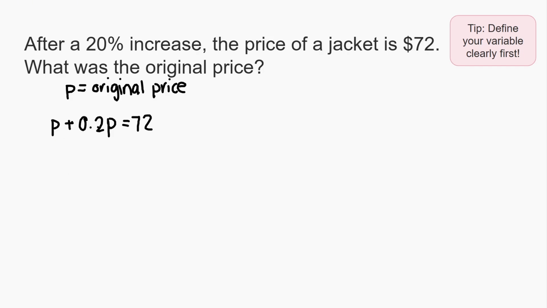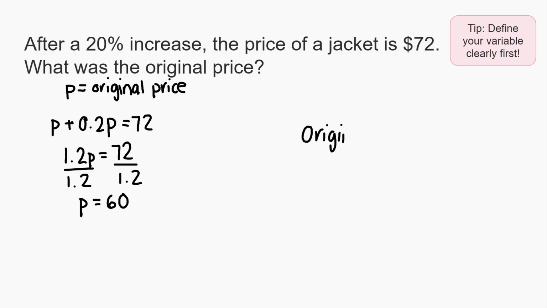So P plus 0.2P is going to be 1.2 times P, which is equal to 72. If we divide both sides by 1.2, we get P equals 60. So the original price is $60.